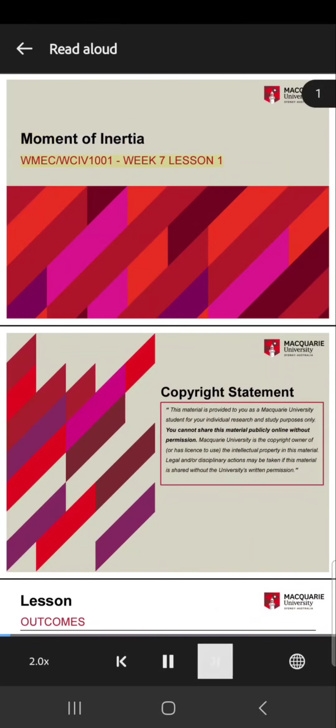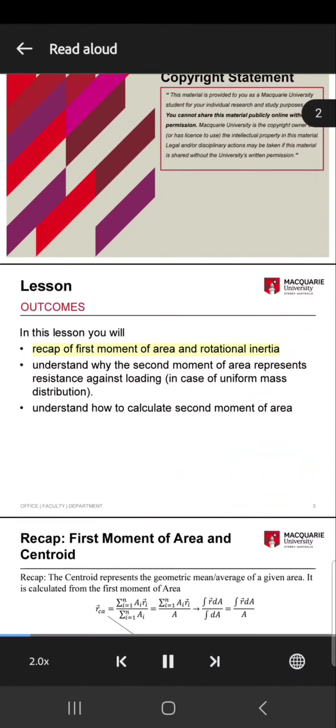Moment of inertia. WMEC WCID 101.7, lesson 1. In this lesson you will recap first moment of area and rotational inertia. Understand why the second moment of area represents distance floating into uniform mass distribution. Understand how to calculate second moment of area.